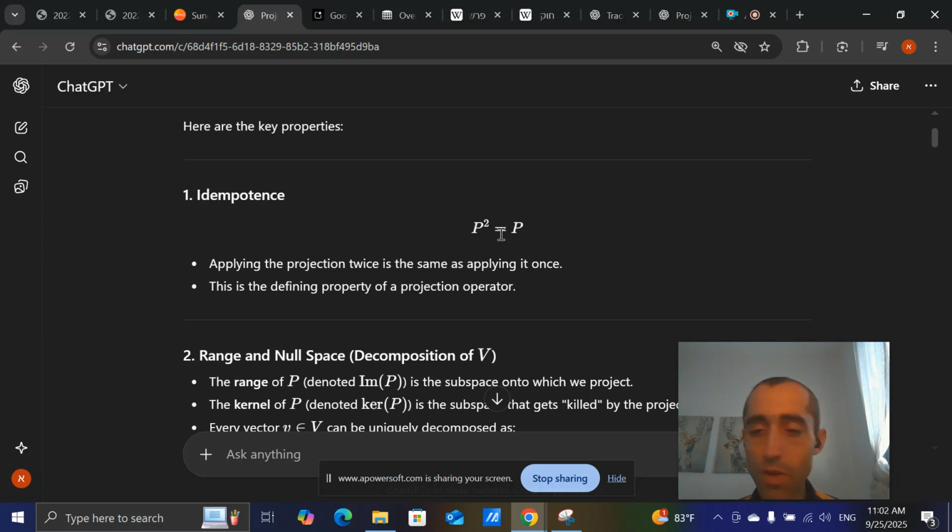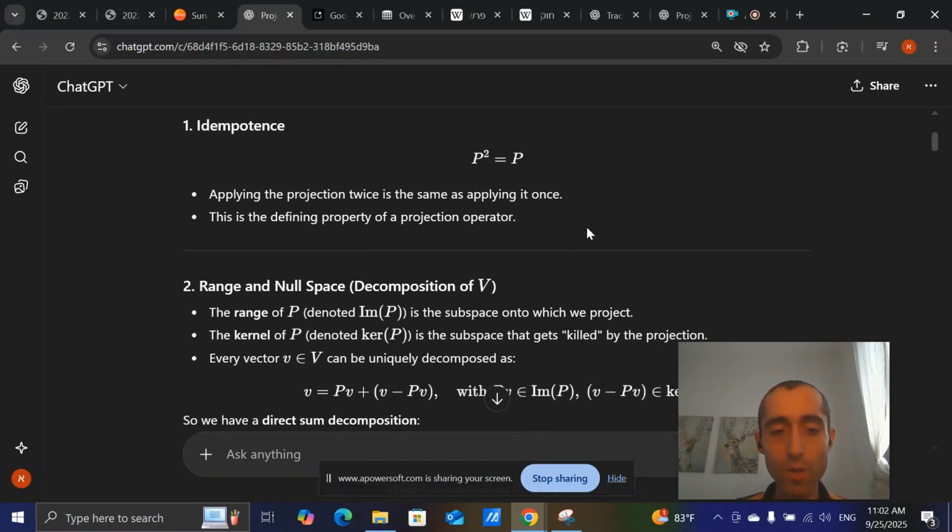Now, a very important thing is that if you take P and move it to the other side, you get P squared minus P equals 0. This is usually the minimal polynomial of most projection transformations, except the zero transformation, which is also a projection, and the identity, which is also a projection transformation. Except for those two, this is the minimal polynomial. So idempotence is a very important property of projection transformations.